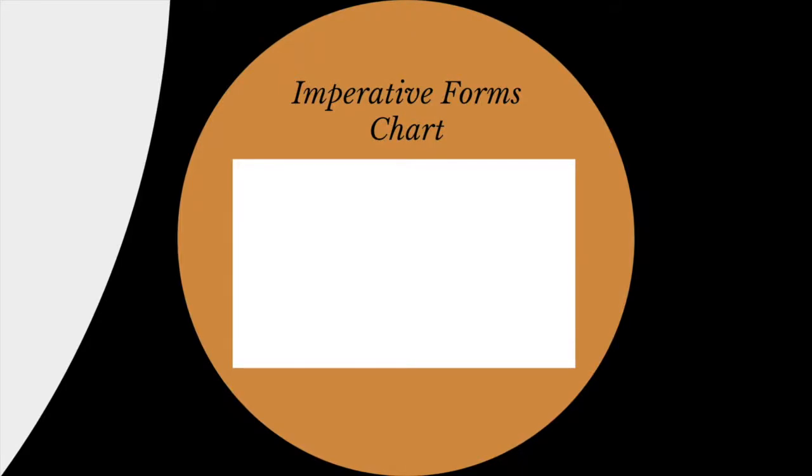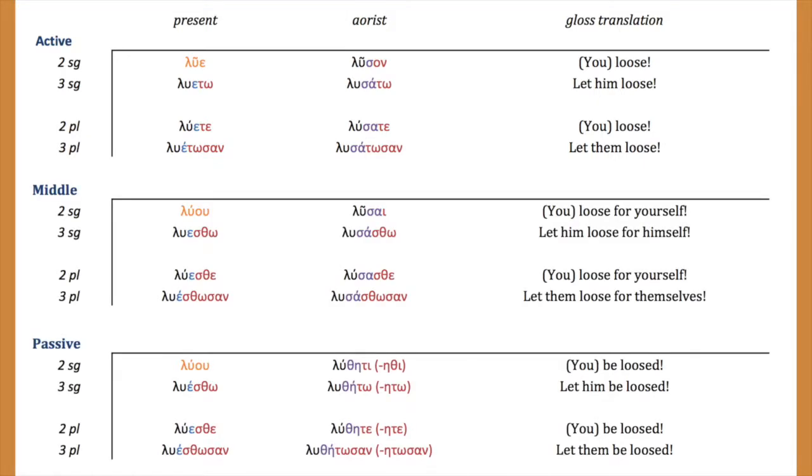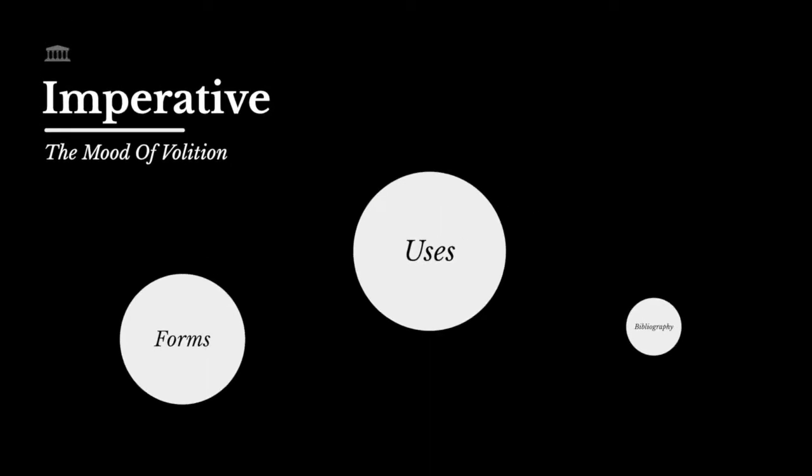The active imperative can be translated as lose, usually omitting the pronoun you, or in the third person singular, let him lose. The imperative also has a perfect tense, however it is only used a handful of times and can be looked at case by case. If you would like to familiarize yourself more with the different forms and the translations, feel free to pause the video here.